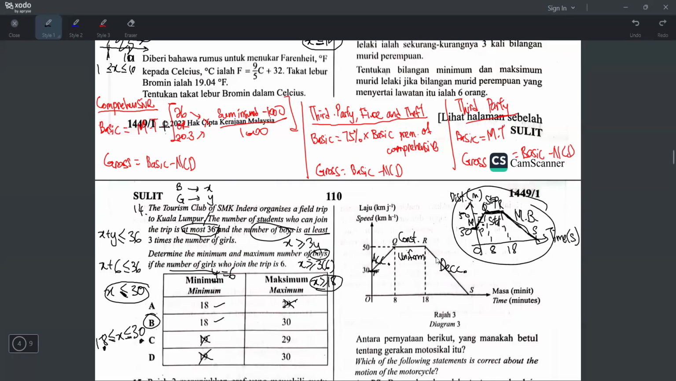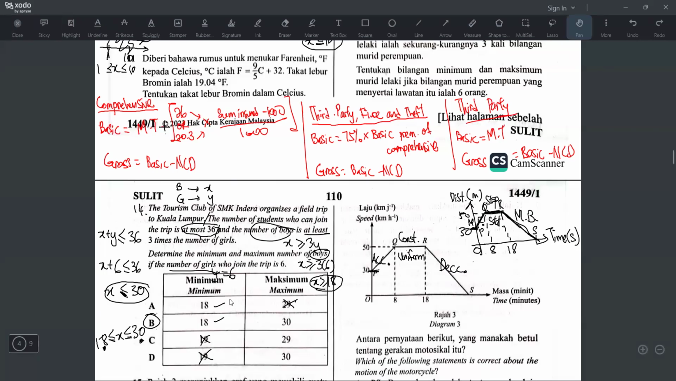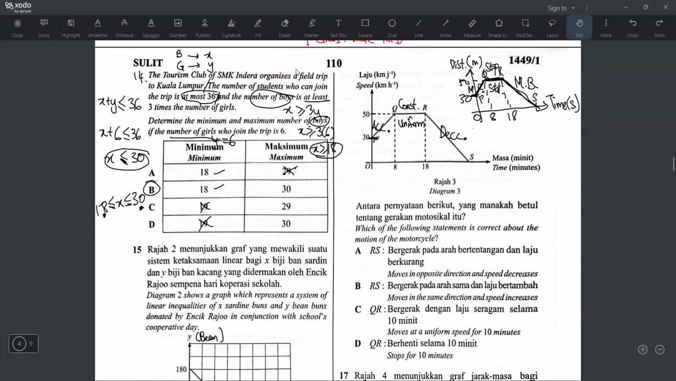Okay, so you can see two different graph, two different story. This one move forward, stop, move backward. But this one is accelerate, constant speed, decelerate. So it's different one. So one is distance time graph, one is speed time graph. So you need to know the difference. Okay, now we will look at the answer.